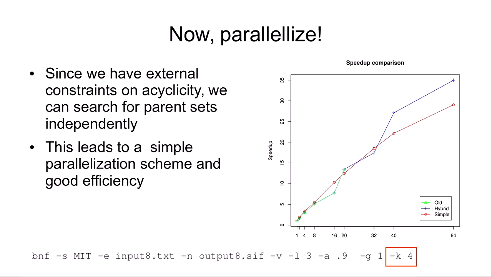So as you can see on the graph, with our current implementation, we get about half of the linear speed up when we're using multiple cores. So that's useful. And what I will show you now is a few examples of real-world applications where we used BNFinder in different settings.